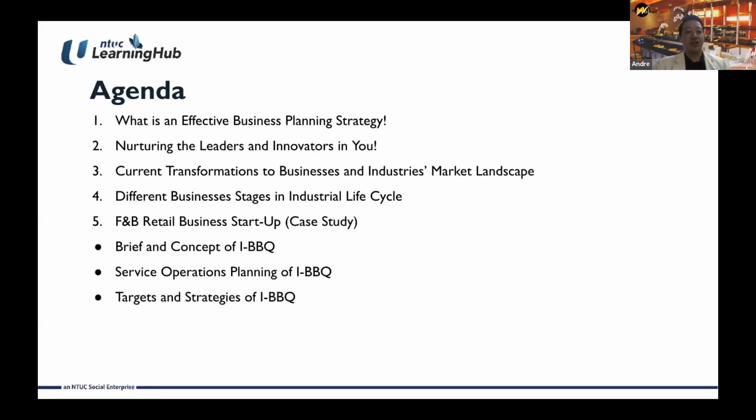Okay, so this is a bit about the agenda of today. I will go from the macro factor, which means what is an effective business planning strategy. Then I'll go down into what is required of the leaders and innovators today that you need to develop in order to run your businesses. And after that, we will look into the transformation of the business industrial landscape, followed by the different stages of the industrial life cycle, and then we're moving on to the case studies.